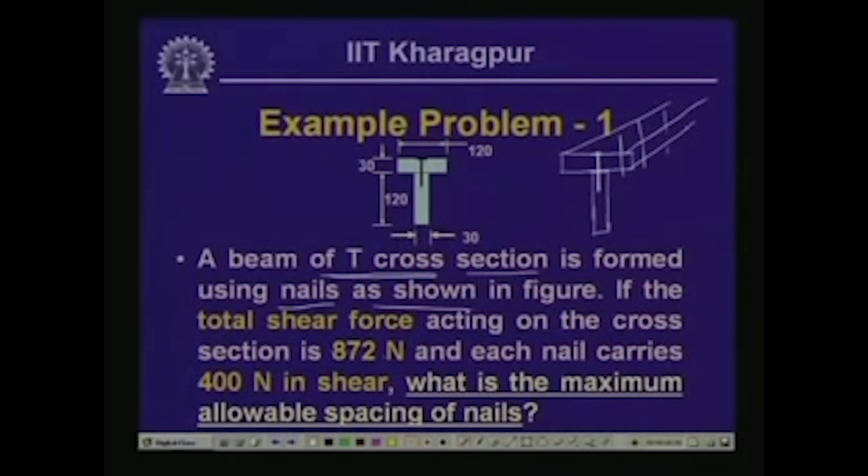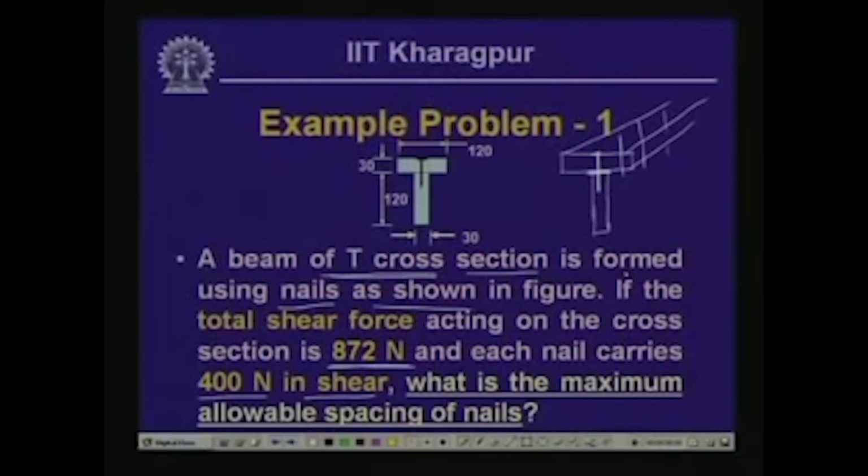Now, the shear force acting on the section is 872 Newton, and the nail carries 400 Newton in shear. At this interface where the two blocks are connected by nails, the nail will be subjected to a shearing force, to shearing action. This nail has a resistive power; it can resist 400 Newton of shearing load. We will have to find out at what spacing of these nails along the length of the beam we can provide them so that they can withstand that amount of load.